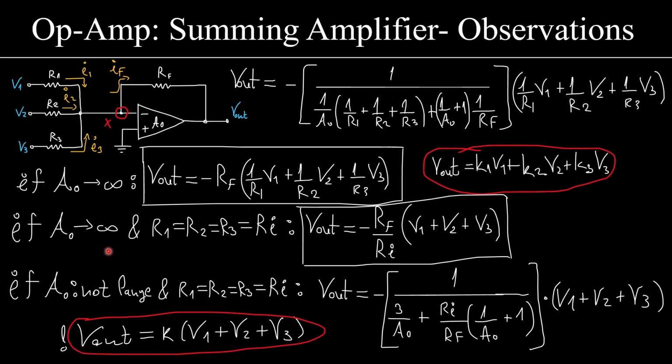Now, another case. What if A0 is not very large, it's not infinite, and R1 and R2 and R3 are equal to R? Then I can prove from this equation that the output is going to be a common scaling factor of V1 plus V2 plus V3. Hopefully you can see why. The math is very simple here, all right?